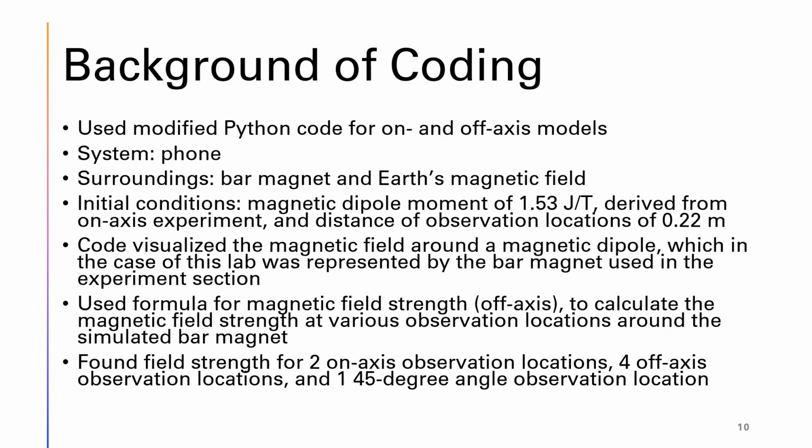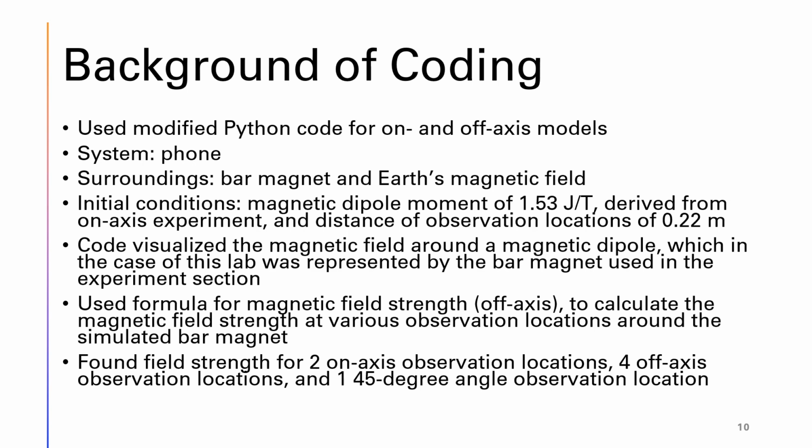The system and surroundings stayed the same, and the initial conditions were a magnetic dipole moment of 1.53 joules per Tesla and a distance of observation locations of 22 centimeters. The code visualized the magnetic field around the magnetic dipole, which was represented by the bar magnet used in the experimental section. I used the formula for the magnetic field strength off-axis to calculate the strength at various observation locations around the magnet, and I found the field strength for 2 on-axis locations, 4 off-axis locations, and 1 45-degree angle observation location.